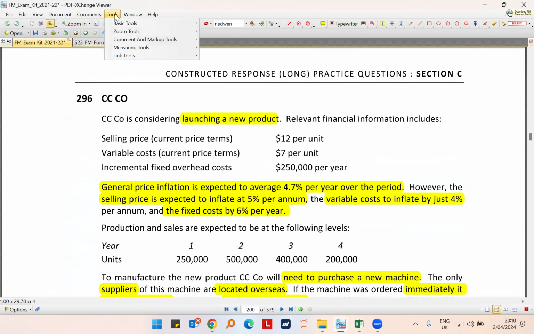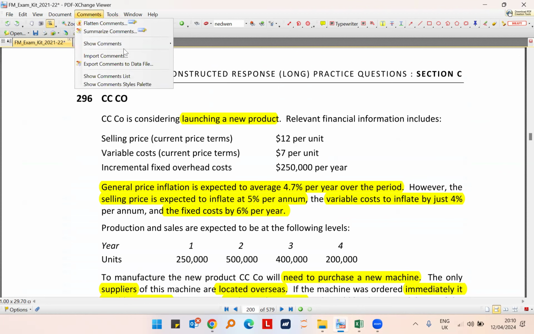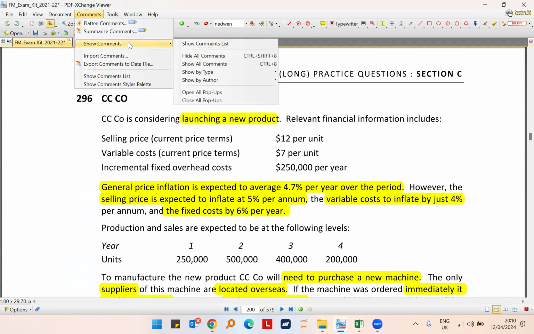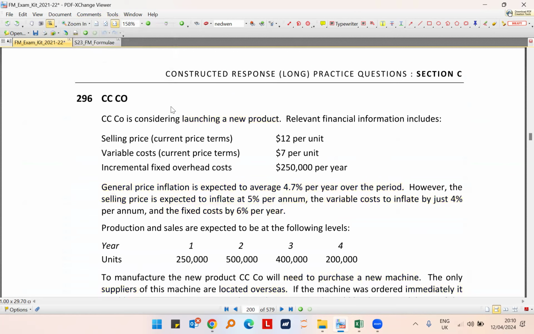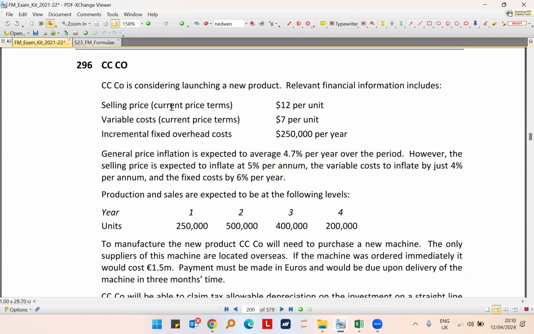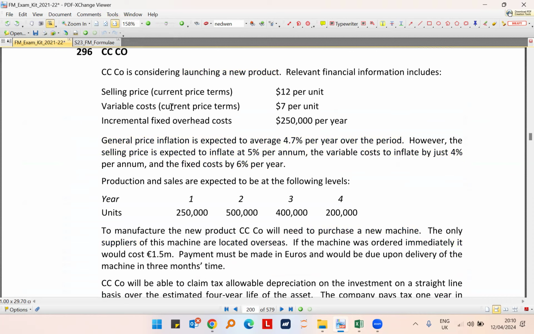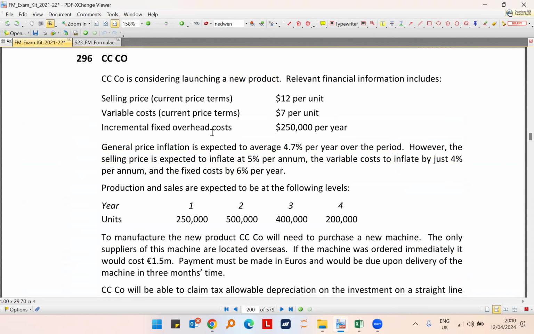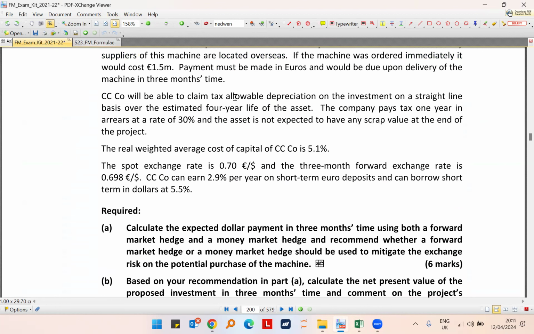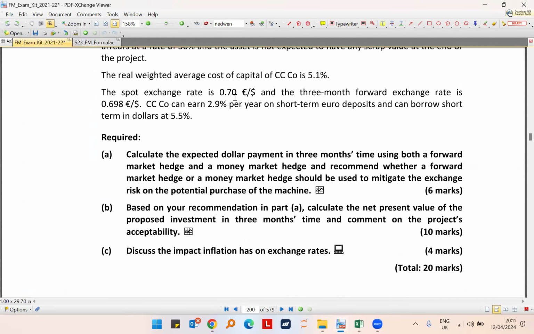I was supposed to go through the solution so that you see how they are phrasing it, but I'm going to just leave that for you to do. So let us do another question. This question is called CC. So CC is considering launching a new product, but let's first go and see what they are asking us to do.